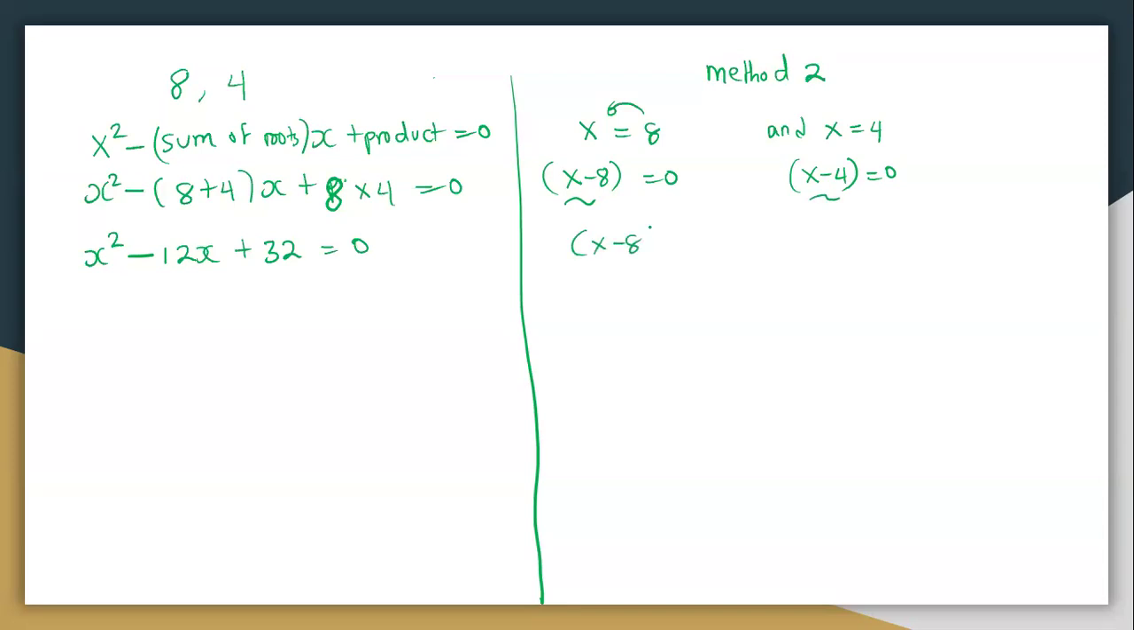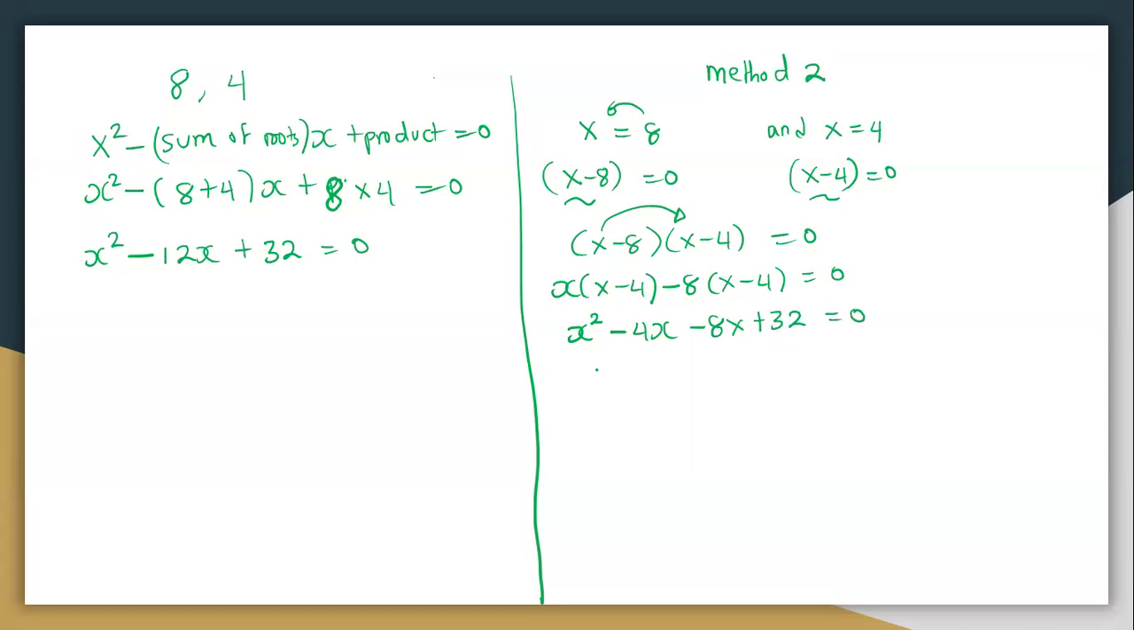So you have (x - 8)(x - 4) equals 0. When we are opening the brackets, remember this x multiplies everything. So I say x into (x - 4), but also -8 will multiply (x - 4), equaling 0. So when we open, we shall have x² - 4x - 8x. Then when I multiply 8 times 4, we shall end up with 32 equals 0. So we shall have x² minus 4 minus 8, that is -12x, then plus 32 equals 0.